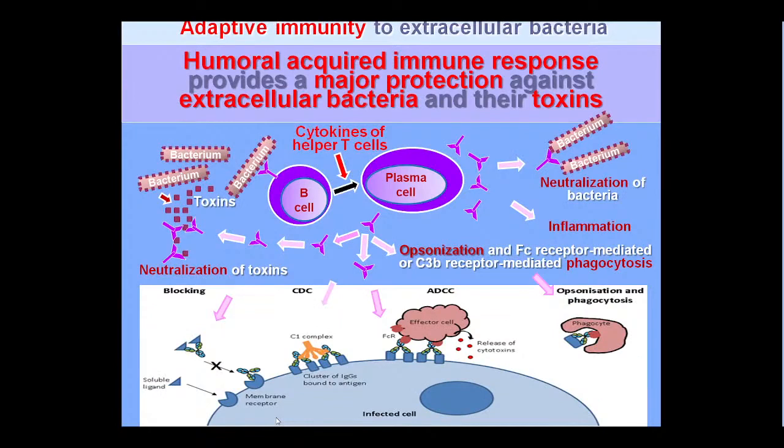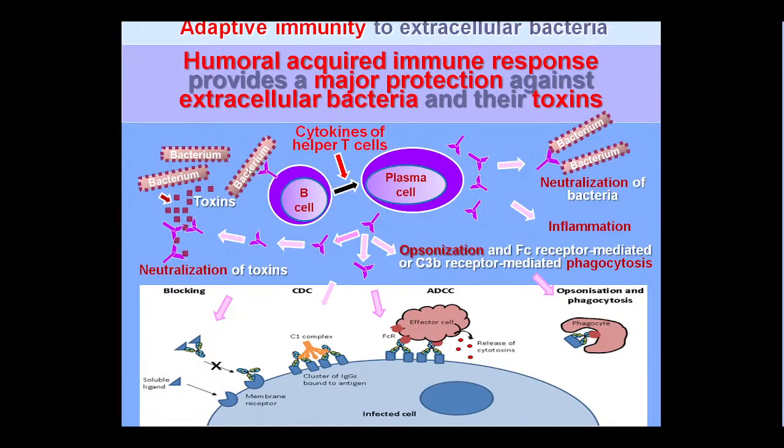And now about extracellular bacteria and humoral acquired immunity to them, acquired adaptive immunity. Humoral acquired immunity response provides a major protection against extracellular bacteria. The central position in this response is the formation of antibodies. B cells bind bacterial antigens via membrane-associated immunoglobulins. You know that this is immunoglobulin M, monomeric, and immunoglobulin D.